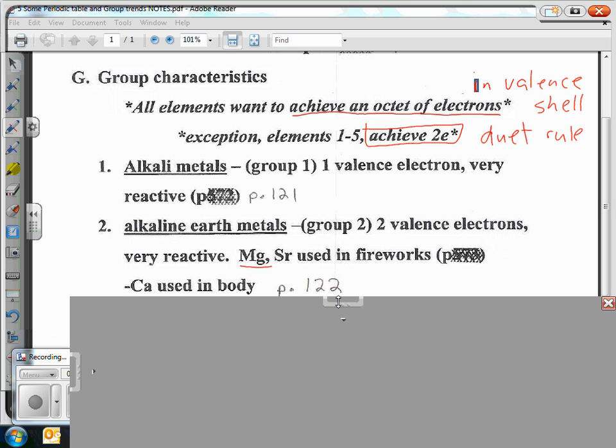But magnesium, strontium, these are used in fireworks. Remember the magnesium ribbon we burnt in lab? It was really bright. I said, don't look directly at it, so everybody did. That's what sparklers are, just plain magnesium, basically. You've seen sparklers, right? And you don't look at those either. Then calcium is used in the body, and you can look at some pictures on page 122 of your book.